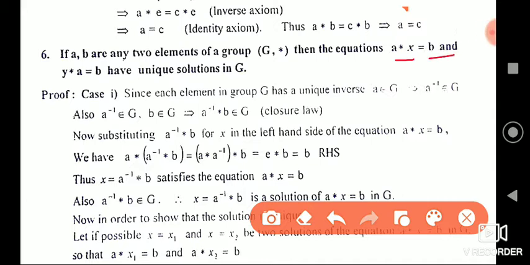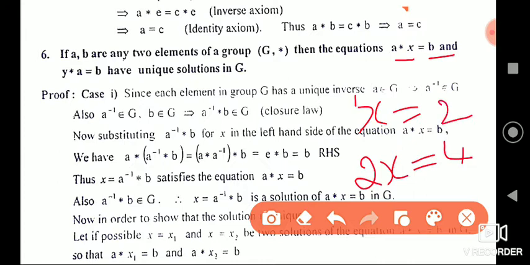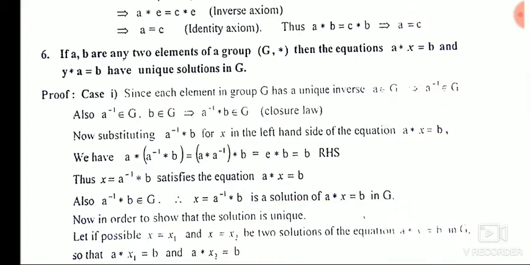is equal to B. Whenever you have X, for example, if you have 2x is equal to 4, then what will you do? You'll solve for X, right? In normal algebra, you'll solve for X is equal to 2, that is 4 by 2. Here the binary operation is multiplication between 2 and X, right? But here we don't know the binary operation. They just told us it is A star X.